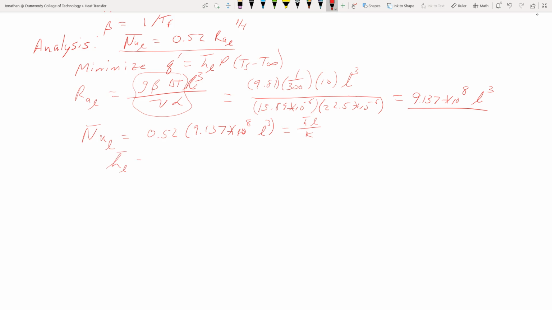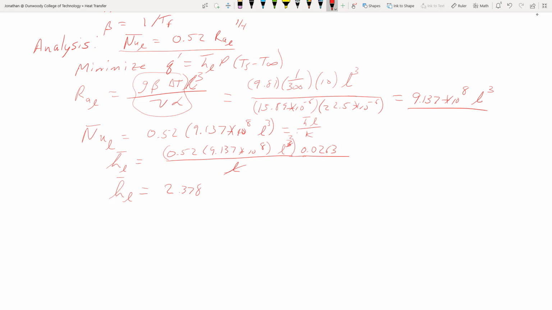H bar L is going to be 0.52 times 9.137 times 10 to the 8th L cubed times K, and K was 0.0263, and we're going to divide it by L, so we get that going to square. So H bar L is going to be 2.378.